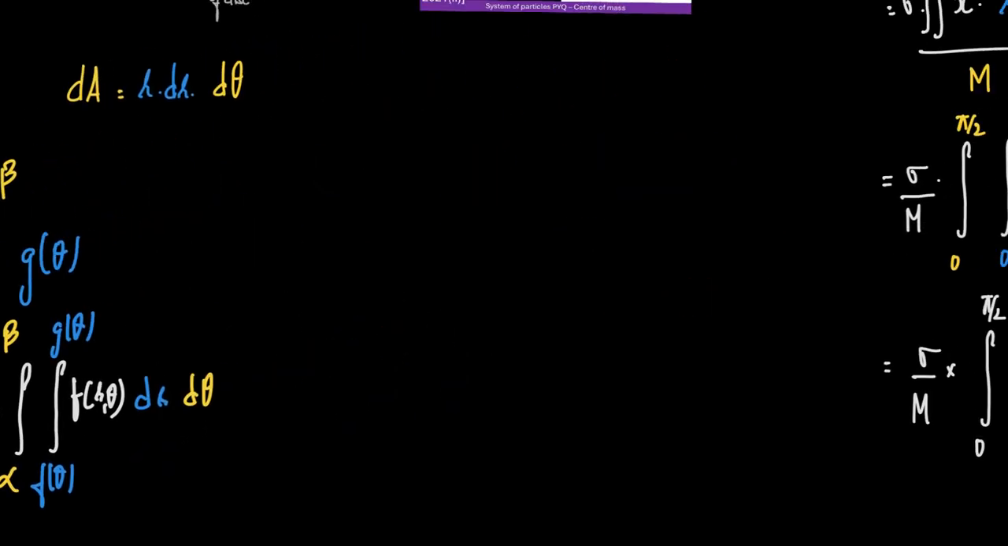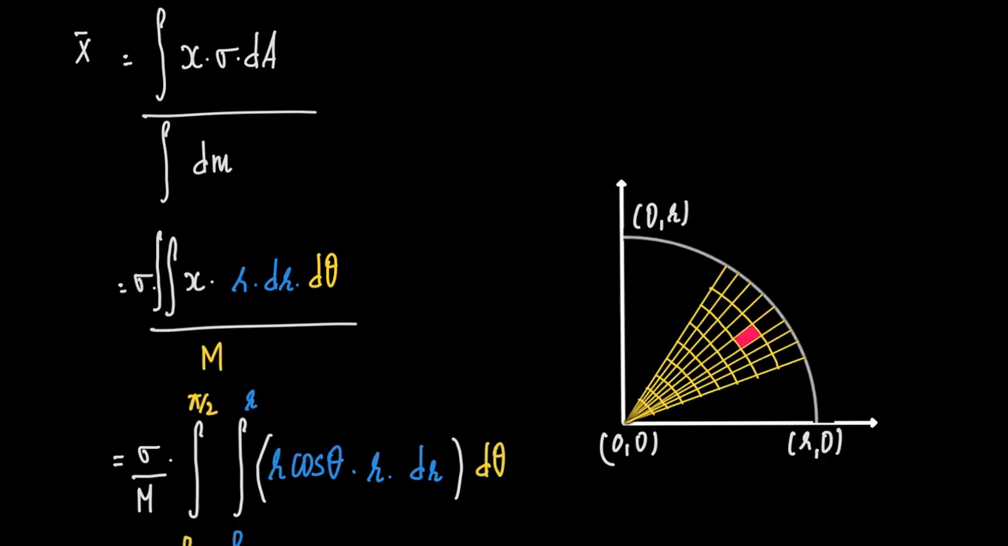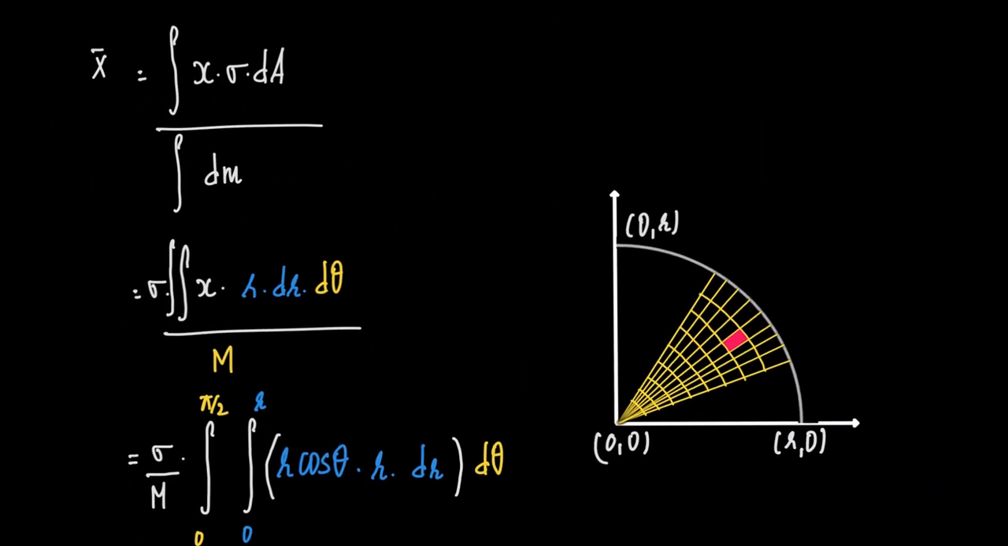Okay, so if we apply this equation to the given diagram here, we can say that x bar is equal to x into sigma dA. dA is replaced by r into dr into d theta, and since sigma is a constant, I can take sigma outside the integral. Now one integral here becomes two. Why? Because we have dr and d theta.